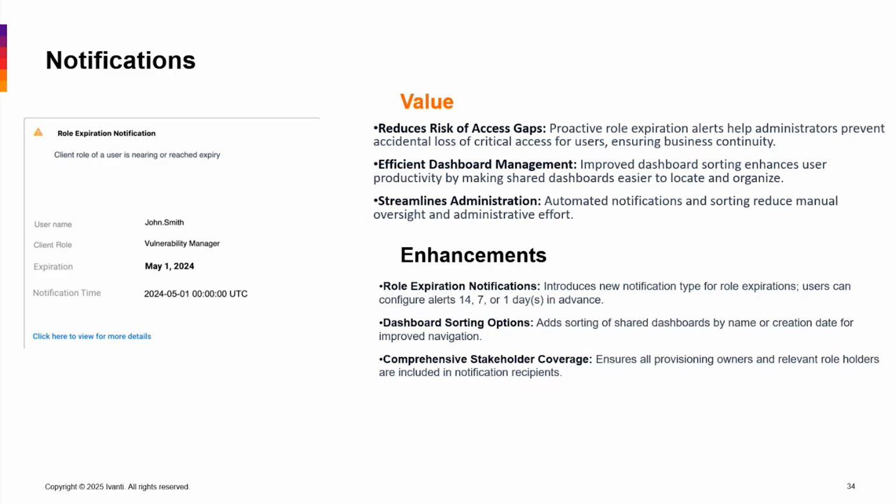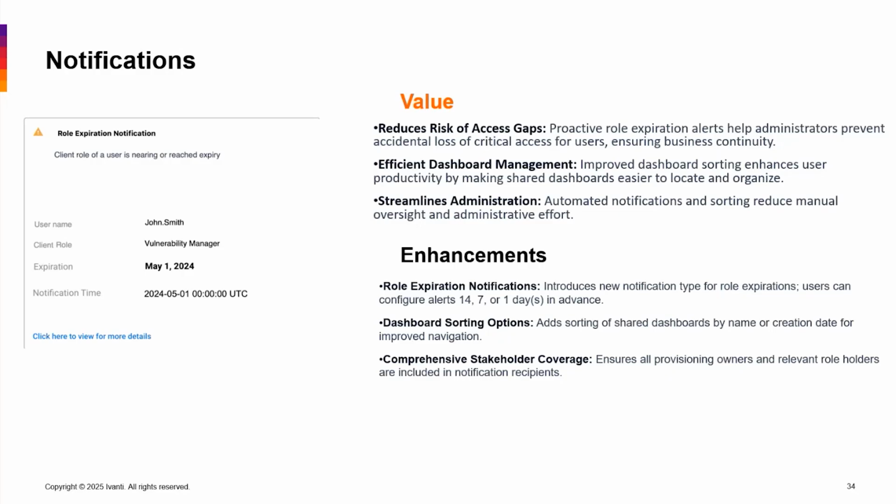And this notification type, when users subscribe to this, they have the options to get notified. For example, those users who have the responsibility for privileged user management can subscribe to this notification type. So whenever a client role is getting expired, they can get notified 1 week, 2 weeks in advance, or even a day in advance, so that there is no oversight or no impact to the operations by a user's role getting expired and losing access to the platform.